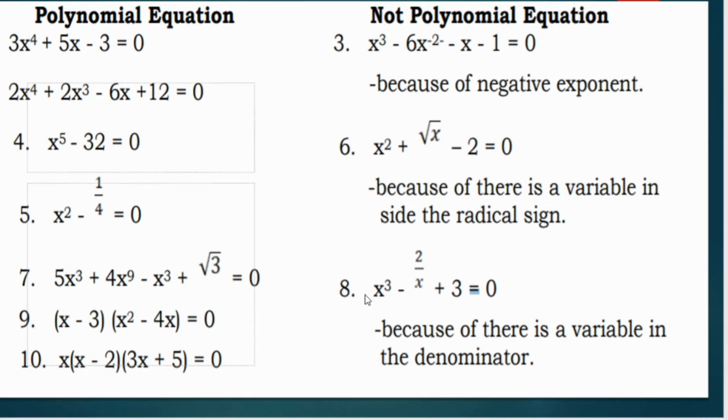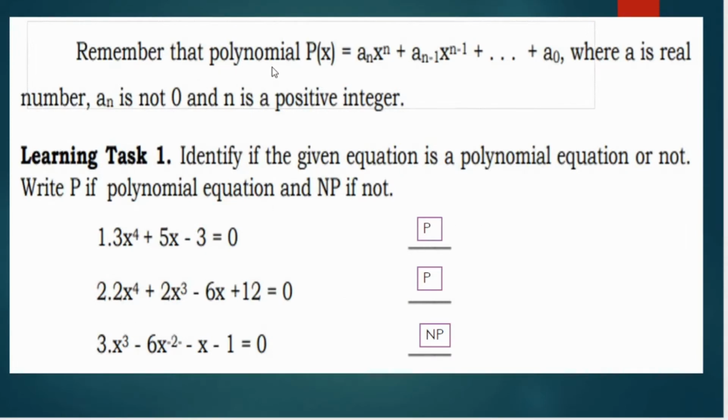Then, let's have number 8. X cubed minus 2 over x plus 3 equals 0. So in here, the variable is in the denominator. That is why number 8 is not a polynomial equation. Remember that polynomial where a is real number and a sub n is not 0 and n is a positive integer. So in here, we're just going to identify each equation if that is a polynomial or not.